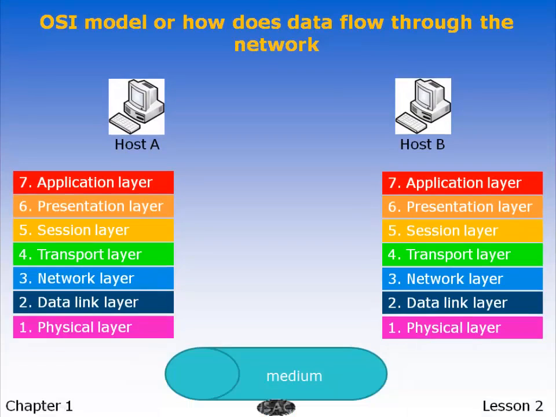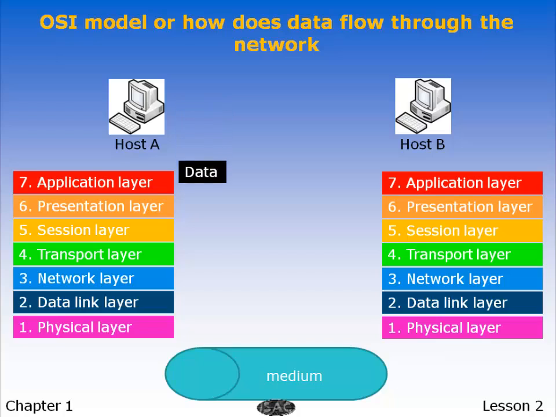Okay, now let's see how data flows through the network when host A is sending data to host B. When host A, which could be a computer or other network element, wants to send data, the data goes through all the layers from the upper one to the bottom one, and on the opposite side near host B the information converts from the physical layer up to the application layer. So let's see how it happens.